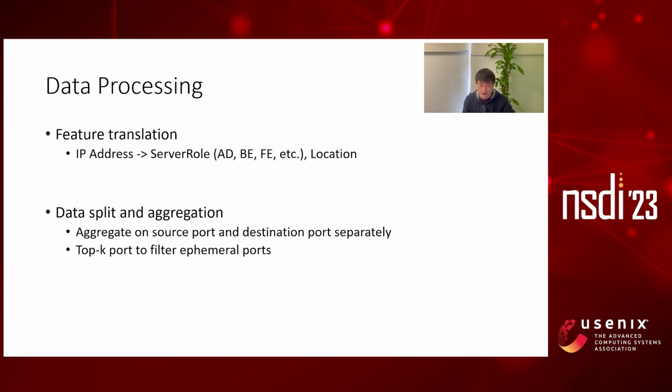Another heavy dimension in our data is port. As is well known, there are more than 60,000 ports on our machine, and most of the ports are ephemeral ports used by the client. We use data split and aggregation to break the pair relationship and aggregate on one side. This also pops up well-known service ports, and thus greatly reduces the data size.